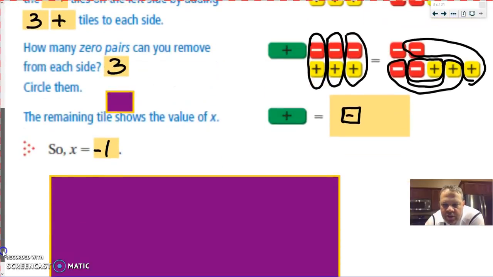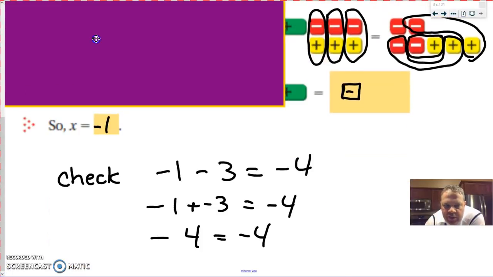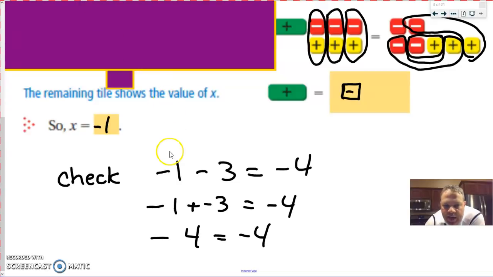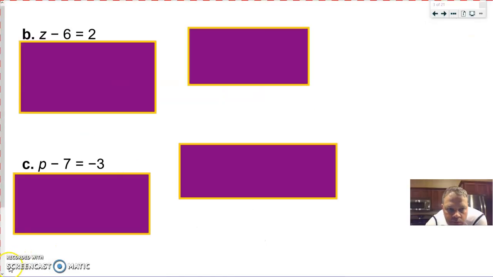There's a great way to check this. When I check this, I simply put the answer back in the original problem. Negative 1 minus 3 equals negative 4. Negative 1 plus negative 3, because I changed it to add the opposite, equals negative 4. Negative 4 equals negative 4, so that is the correct answer, negative 1. Please try the example B and C to see if you can solve these 2 problems. Restart the video when you are done and see what you get.